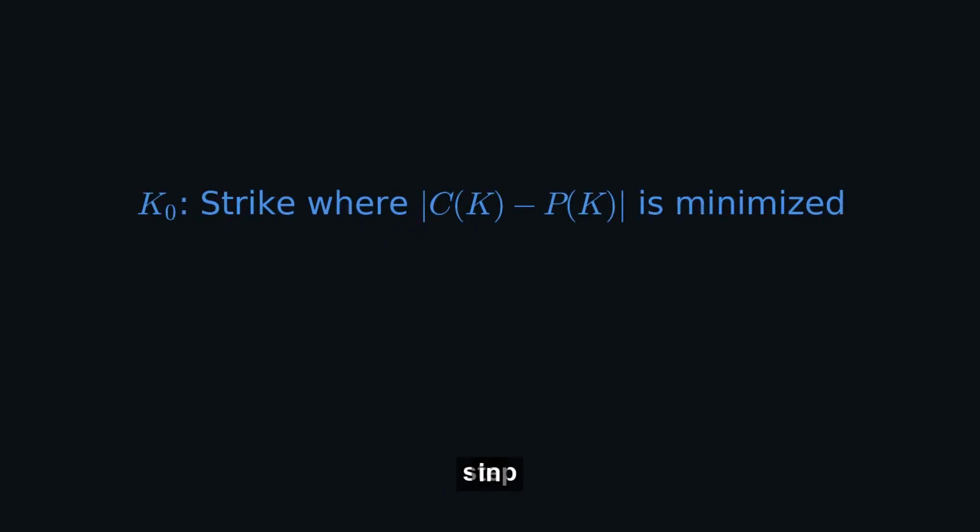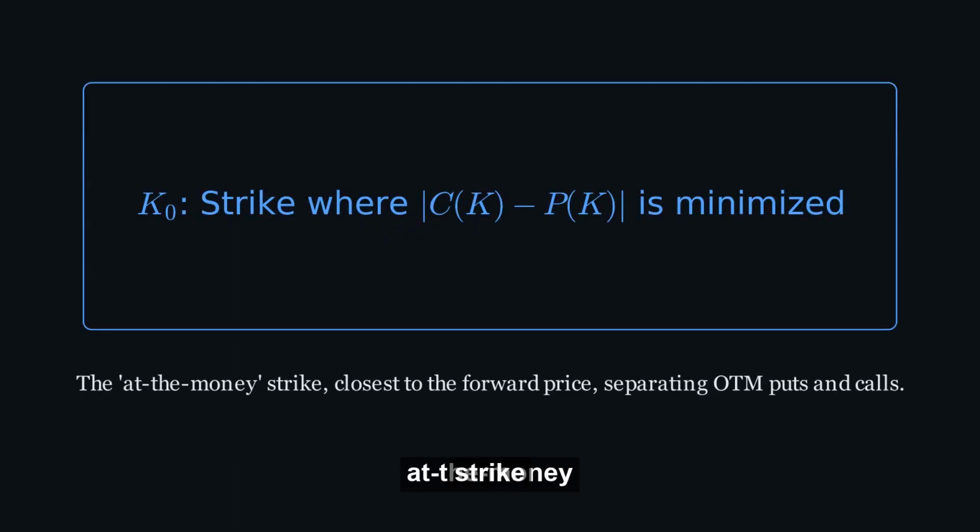A crucial initial step in the calculation is identifying the at-the-money strike, denoted as $K_0$, which acts as the pivot point for selecting options. This is typically the strike price for which the absolute difference between the call and put option prices is minimized, or equivalently, the strike closest to the forward price of the underlying asset. This precisely identified strike helps delineate which options are considered OTM puts and which are OTM calls, ensuring the correct options are included in the variance summation.